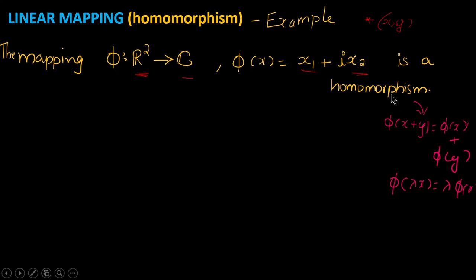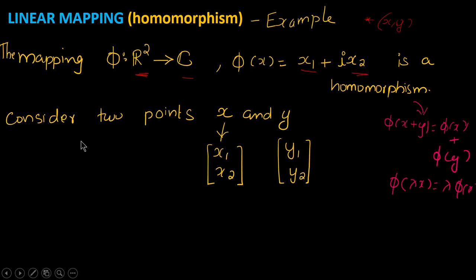In order to prove that this is a homomorphism, we have to prove that these two conditions are satisfied. That is, phi of x plus y is equal to phi of x plus phi of y, and phi of lambda x is equal to lambda into phi of x. These two conditions we have to check. So consider two points x and y in the xy plane. This is the first point and this is the second point.